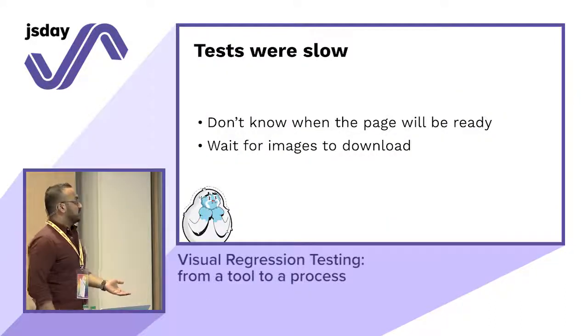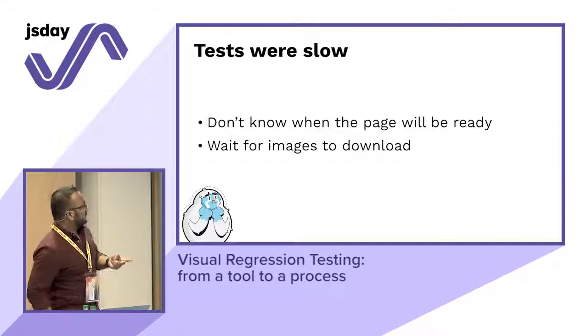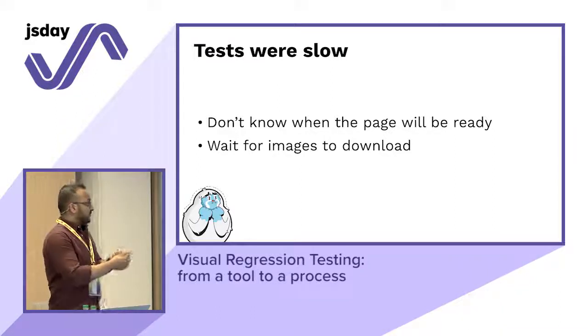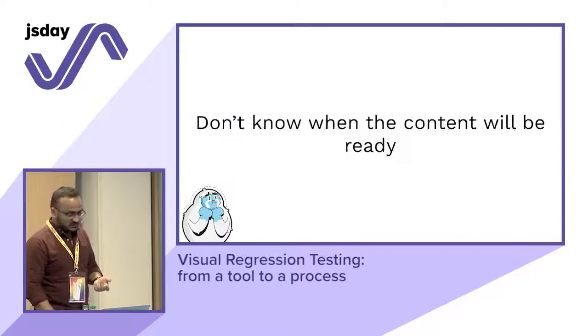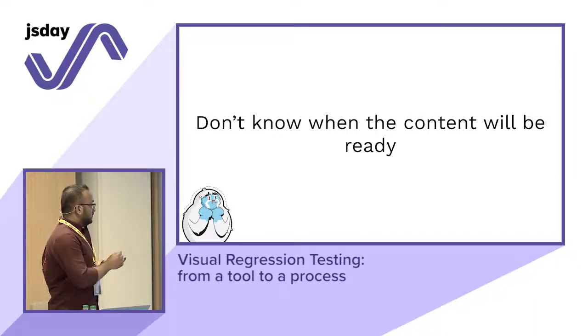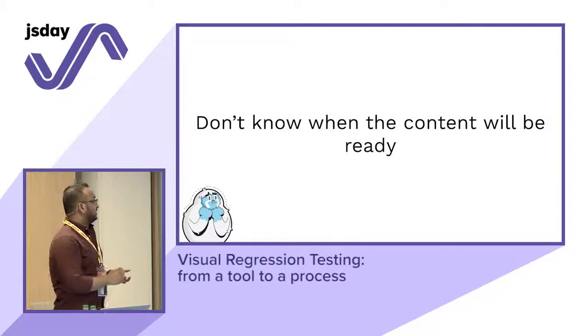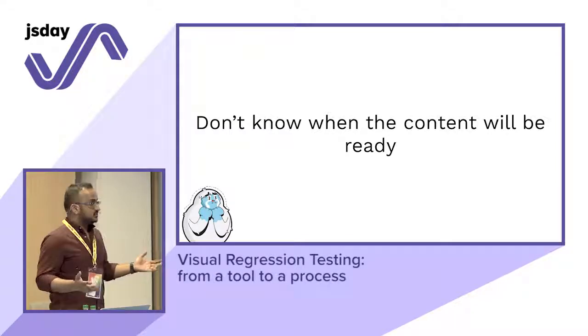Our tests were slow. There were two main reasons for the tests being slow. We did not know when our page would be rendered, and we had to wait for the images to download. So I'll go to the first one. We did not know when the page will be rendered. Why? Because we have a SPA, which is rendered dynamically using XHR requests.